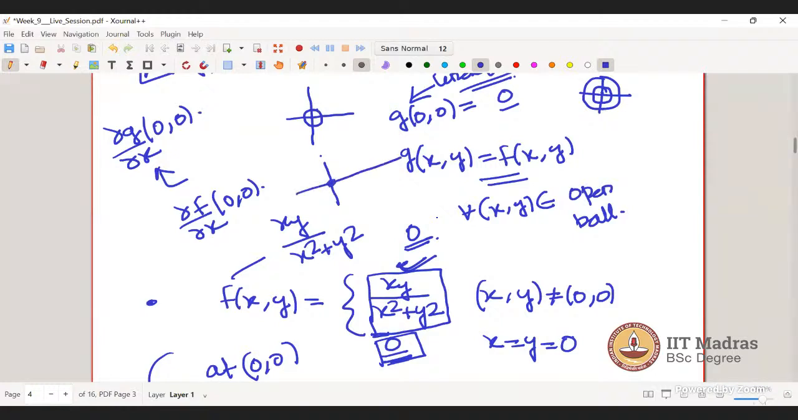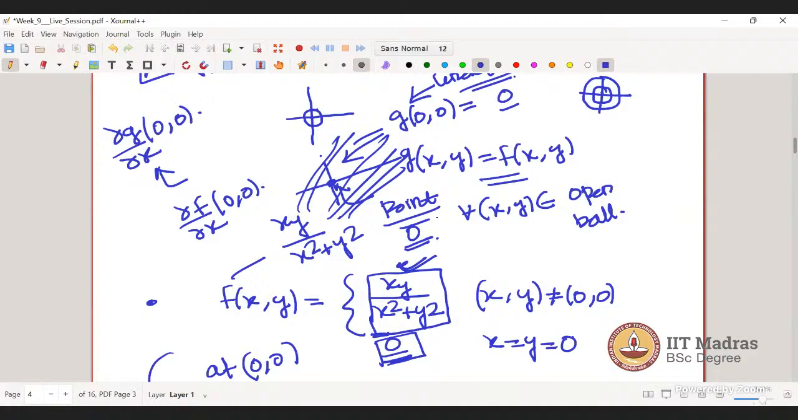So I'm excluding this origin. You are taking the value in this region, but you are saying I'll differentiate this one and put this value to get the partial derivative of this function at this point. Which is not true, because you are not considering the value of that function at that particular point. You are considering the value of the function at some different point.